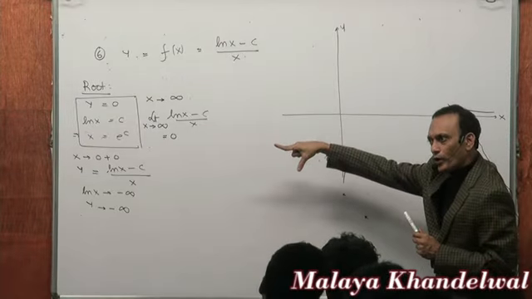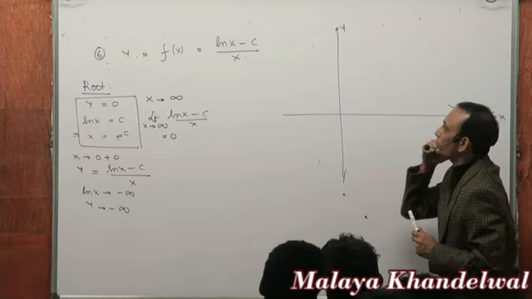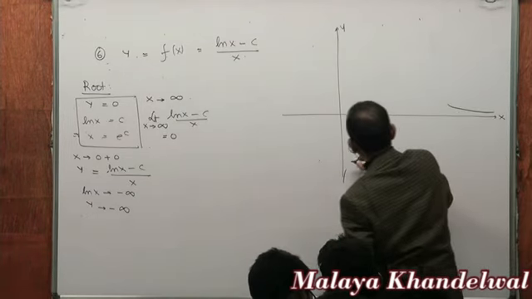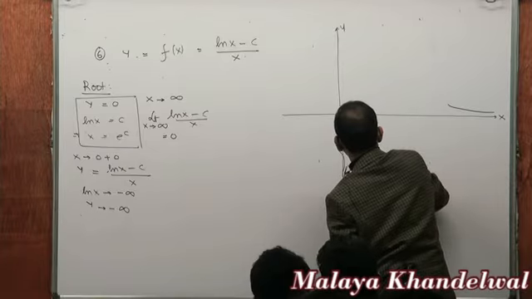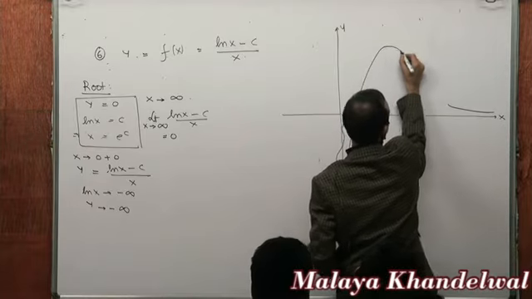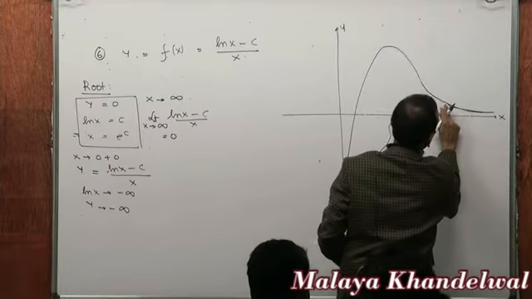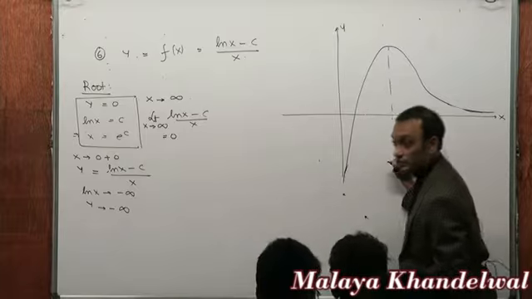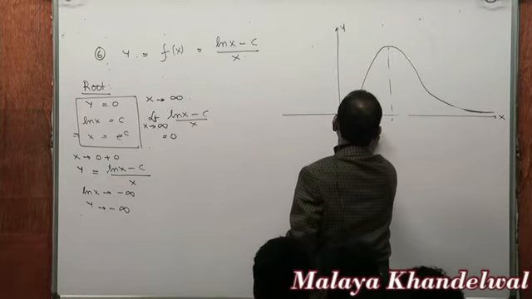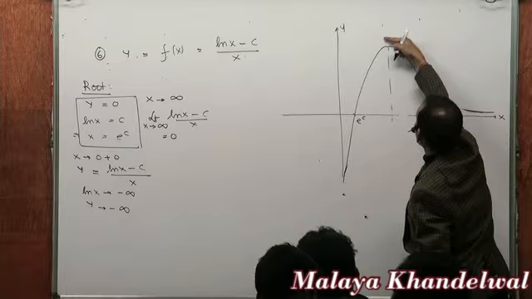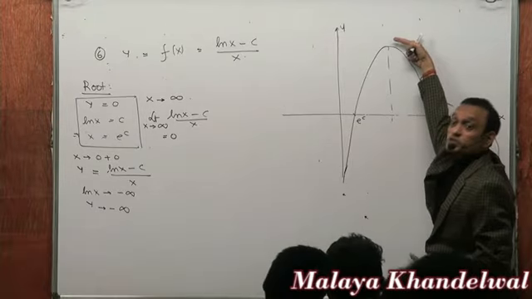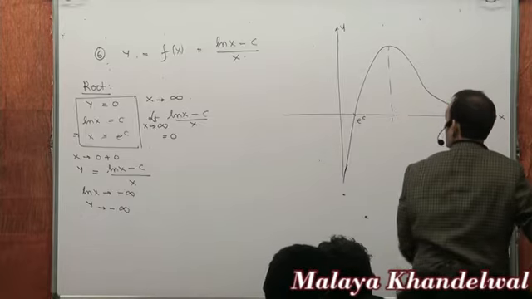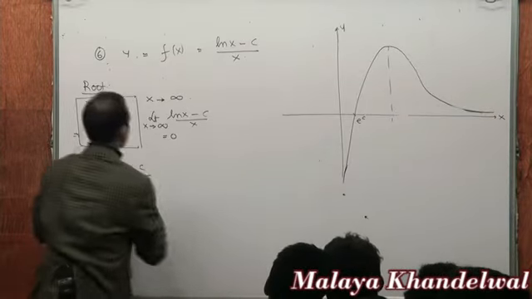There is only one turning point. And you would therefore expect the graph to look something like this. Right? I'm assuming there is only one turning point, but I'll have to check. This is x is e power c, which is a root. And I want to find the turning point, which must be a local maximum only, right? So let's find dy dx.